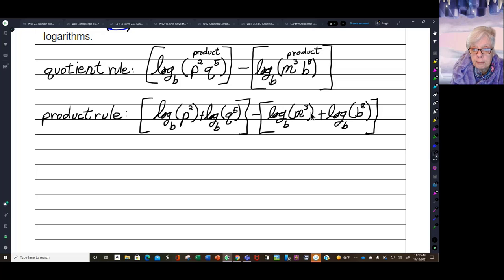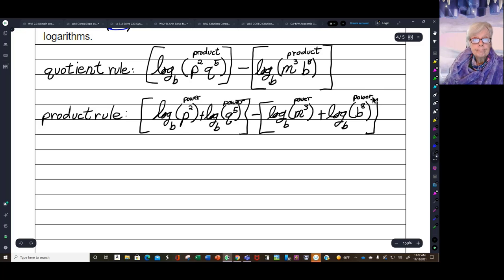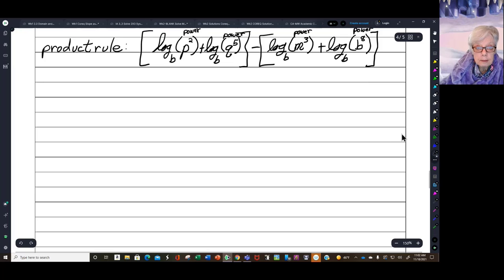Look at each of these arguments. Each of them has an exponent or a power. So we're going to use the power rule here, and here, and here, and here. Okay. So the power rule.